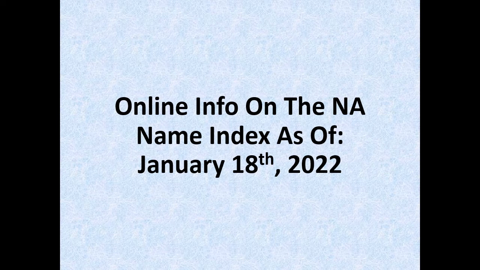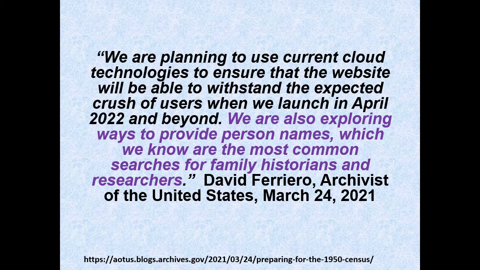So what's the online information on the NA name index as of today, January 18th, 2022? Well, there was a hint last March when the Archivist of the United States wrote in his blog that we're planning to use the current cloud technologies to ensure that the NARA website will be able to withstand the expected crush of users. We are also exploring ways to provide person names, which we know are the most common searches for family historians and researchers. Very interesting. But exploring, that's kind of a wishy-washy word. I'm exploring how I can become a billionaire. It's not going to happen.